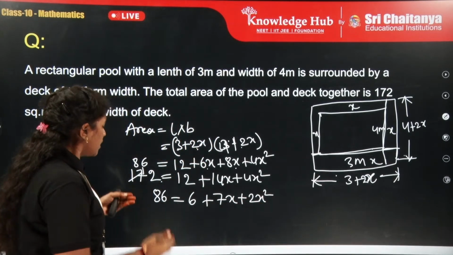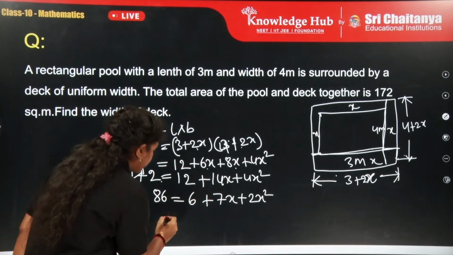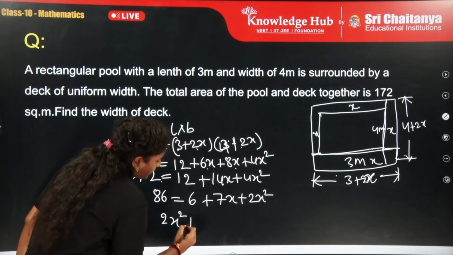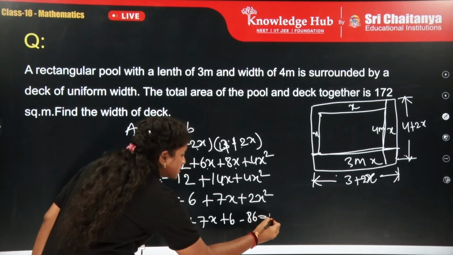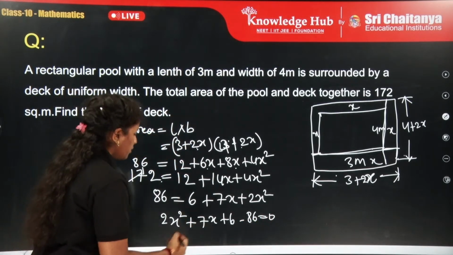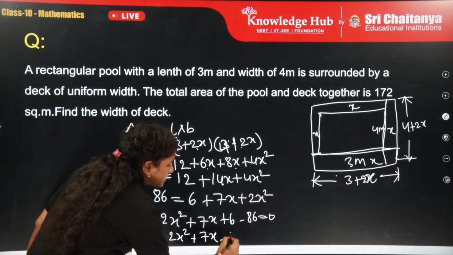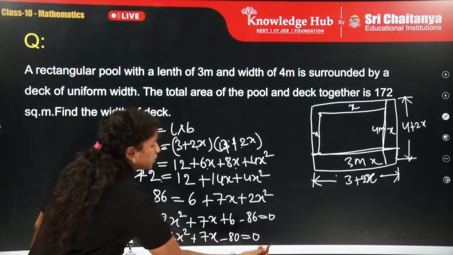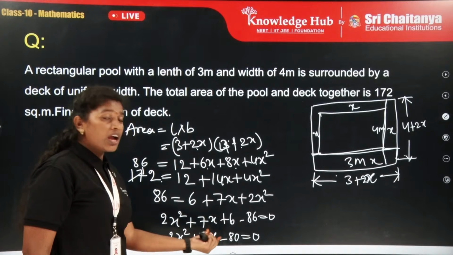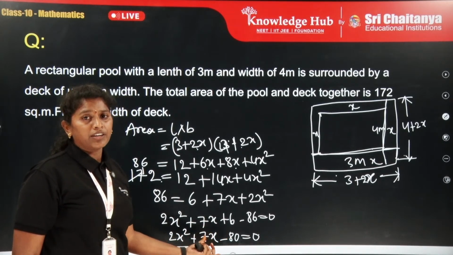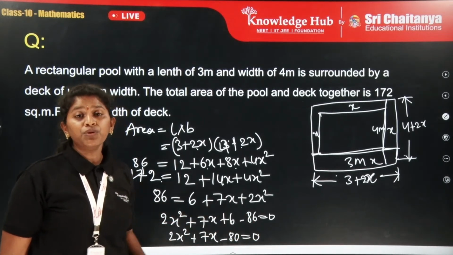Okay. Now just bring your constant term to your RHS, or you can shift it and rearrange it like 2x square plus 7x plus 6 minus 86 equals 0. Okay. So now if you look here, we have 2x square plus 7x minus 80 equals 0. So on solving the area of the given figure, we got a quadratic equation. That is nothing but 2x square plus 7x minus 80 equals 0.